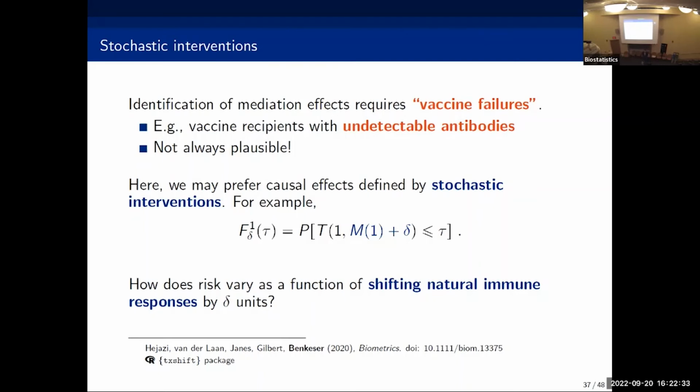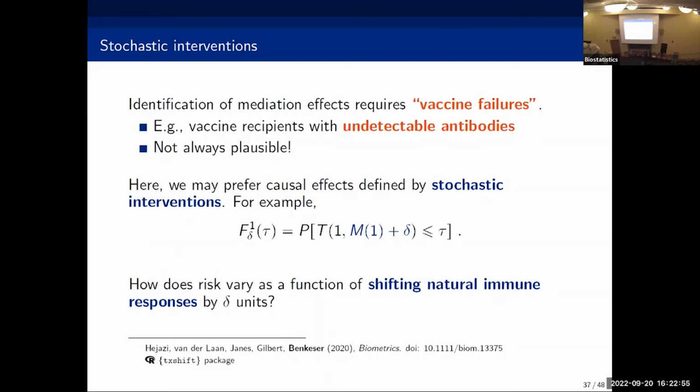Yeah, it's a great question. There are still assumptions here. Let's say for an individual who is immunosuppressed, you have to assume that it's plausible to shift their immune response at all. And maybe it's not, right, with the vaccines that we have. So that sort of assumption is underlying this, but that's a weaker assumption in some sense than what mediation requires.